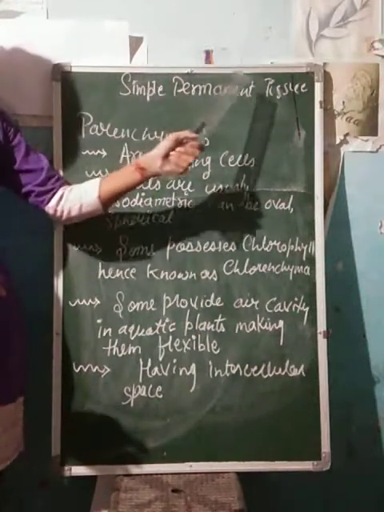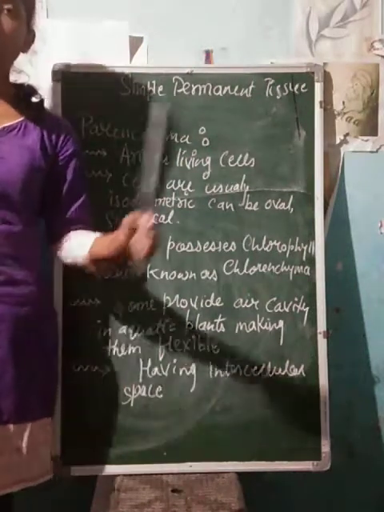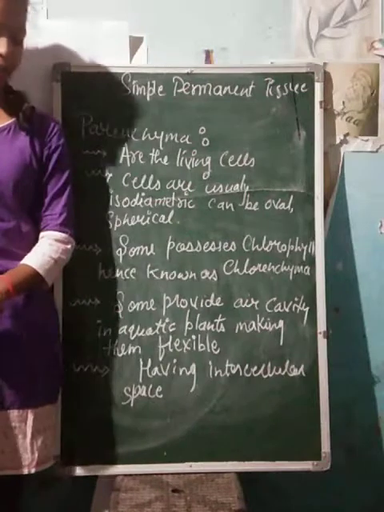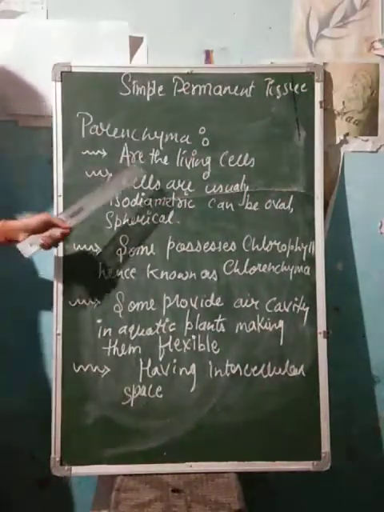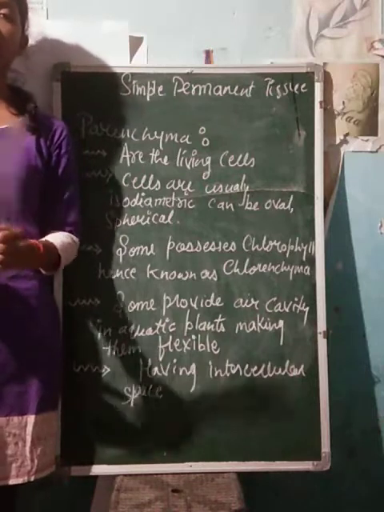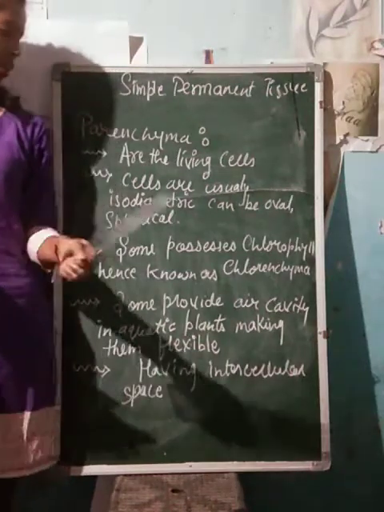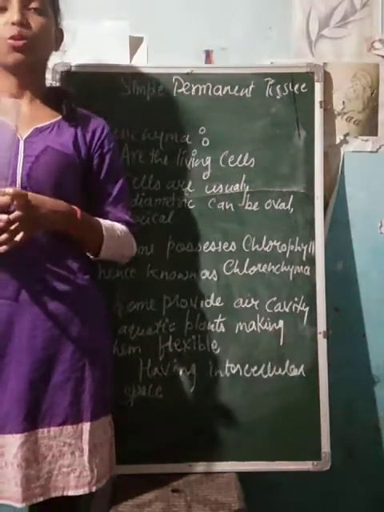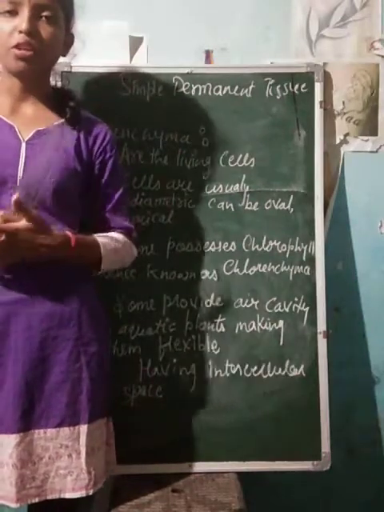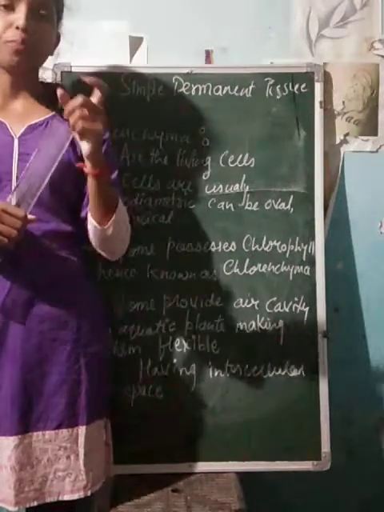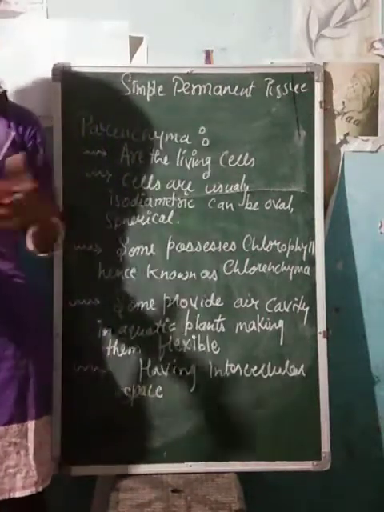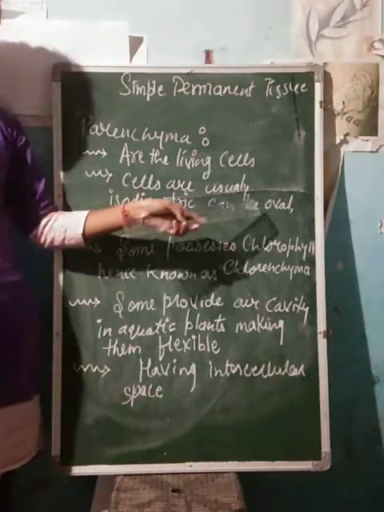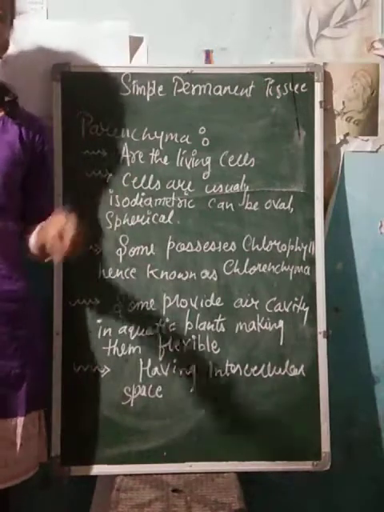Okay, so simple permanent tissue is of three types, as we have discussed before: parenchyma, collenchyma and sclerenchyma. First of all we are going to deal with the parenchyma. Parenchyma cells are living cells. Which type of cells are these? These are the living cells. Next, usually the shape is of different types. So many cells are there, and they can be either isodiametric, pentagonal, spherical or oval in structure. It will vary accordingly. Cells are usually isodiametric, basically. Can be oval, spherical, pentagonal, anything.